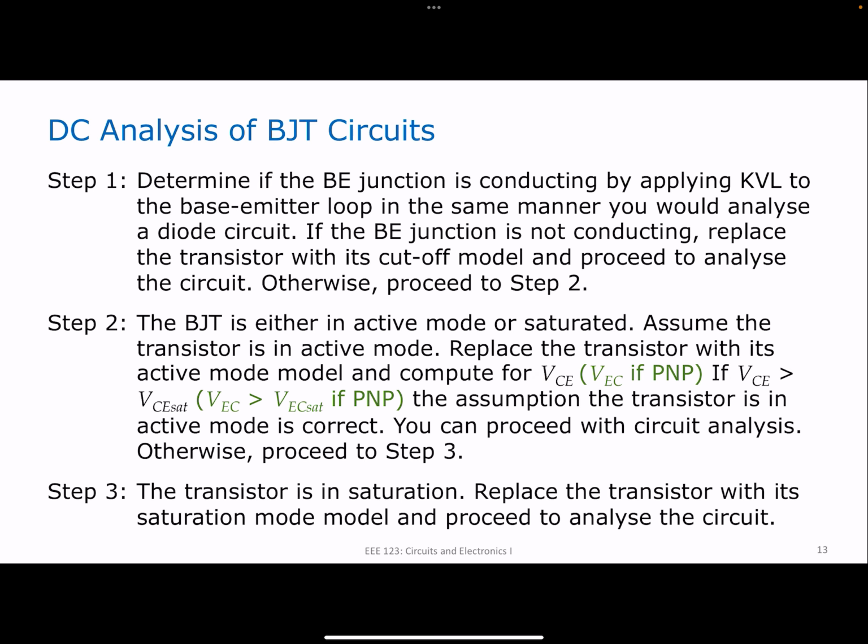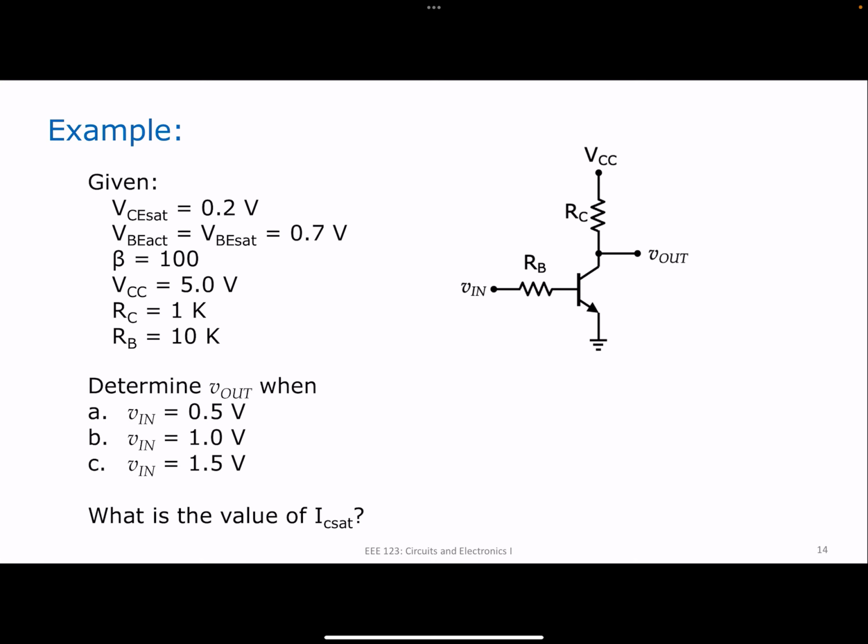So what better way of illustrating this than through an example? Here I have an NPN transistor. You have a base resistor connected at the base, a collector resistor connected at the collector. We apply our power supply here, VCC, in this particular case 5 volts. We apply our input at the base resistor, and we get our output here.